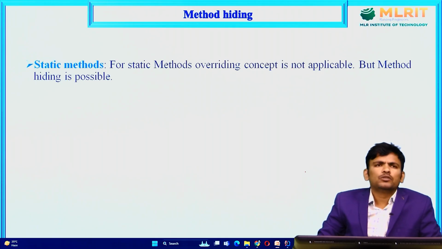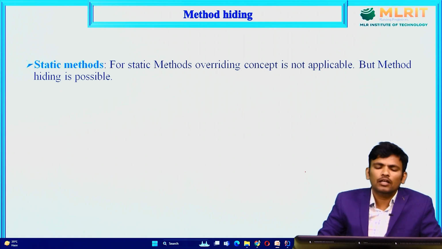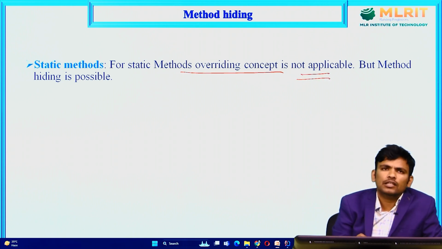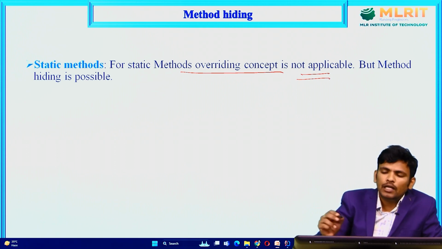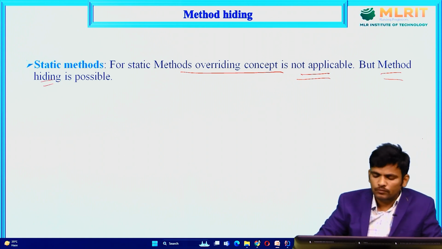Coming to the static keyword, what if I apply the static keyword to a method in method overriding? If you apply the static keyword to any method, then it becomes method hiding. Okay, meaning for static methods the overriding concept is not applicable. Even if you try to use a static keyword in method overriding, it becomes method hiding but not method overriding.